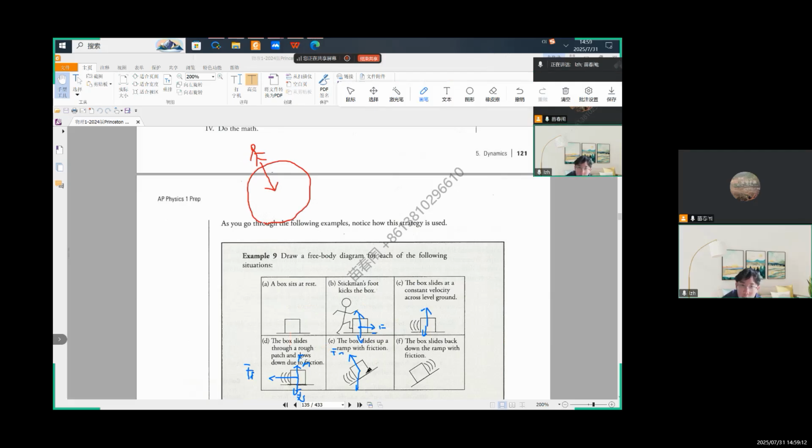And then slides up a ramp with friction. Yeah, so this thing means they go in that direction, right? Wait, let me think. This thing goes in that direction, right? That's why there is something stopping him, right? Yeah, so it's like that. F of friction. So slides back down the ramp with friction. So there's friction. Yeah, it's the opposite direction.